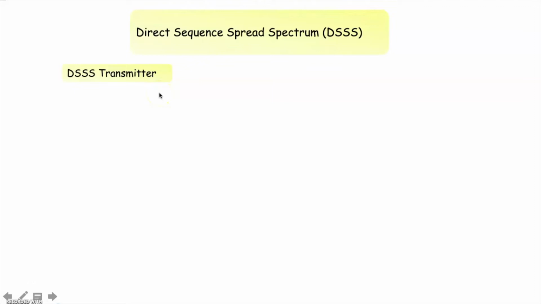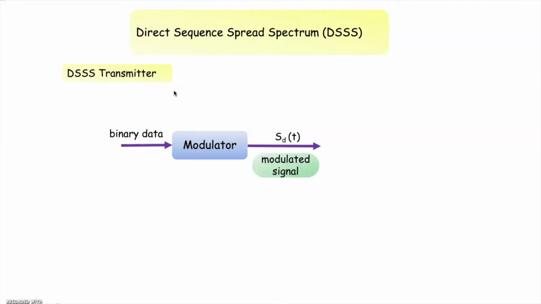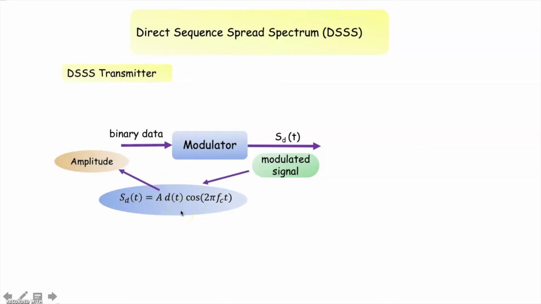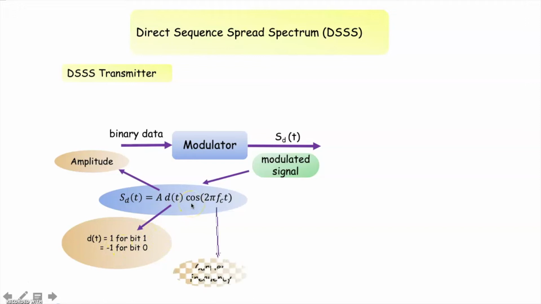So here we will discuss the transmission and reception of DSSS signals. Initially, binary data are modulated using some digital to analog encoding schemes like BPSK or FSK. Here, let us consider a BPSK modulation method. The BPSK modulated signal is given by this expression as shown here, where A represents the amplitude of the signal, d(t) is equal to 1 to represent bit 1, equal to -1 to represent bit 0, and Fc is the carrier frequency of the signal.